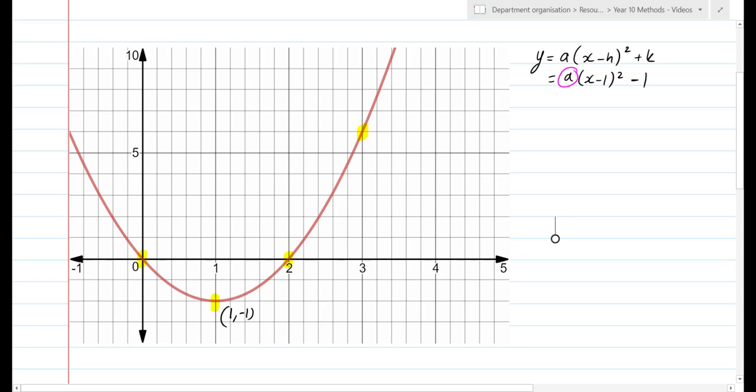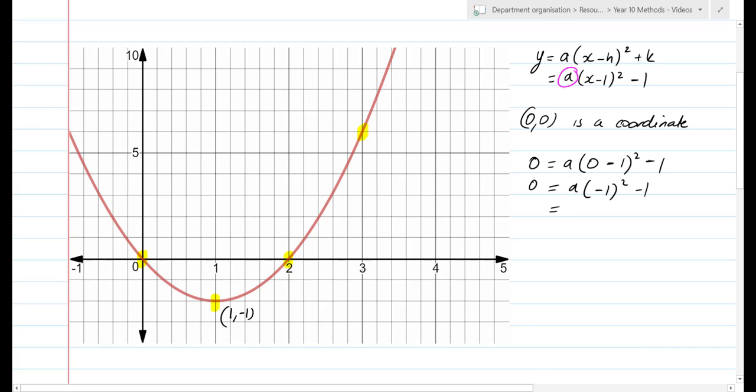So now let's use the extra piece of information, which is that (0, 0) is a coordinate. Obviously, generally it is a coordinate, but it's also a coordinate on our function. So I can substitute that in. y is equal to 0, x is equal to 0, and I get this function. And so that gives me 0 is equal to a(0 minus 1) squared minus 1. And that's just equal to a minus 1 is equal to 0. And that means that a actually equals 1.